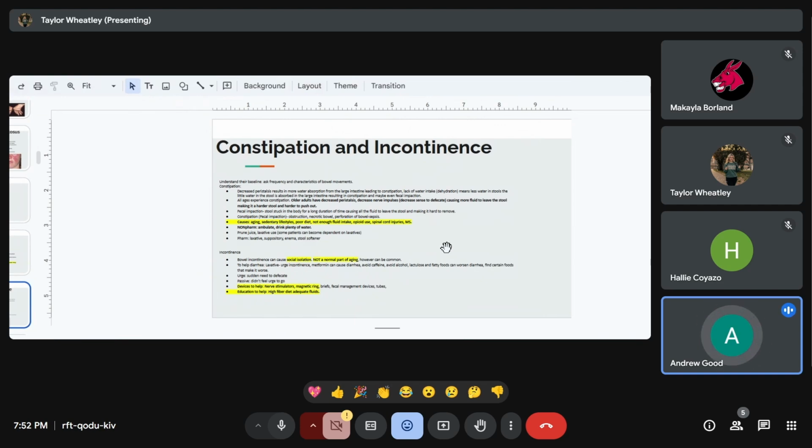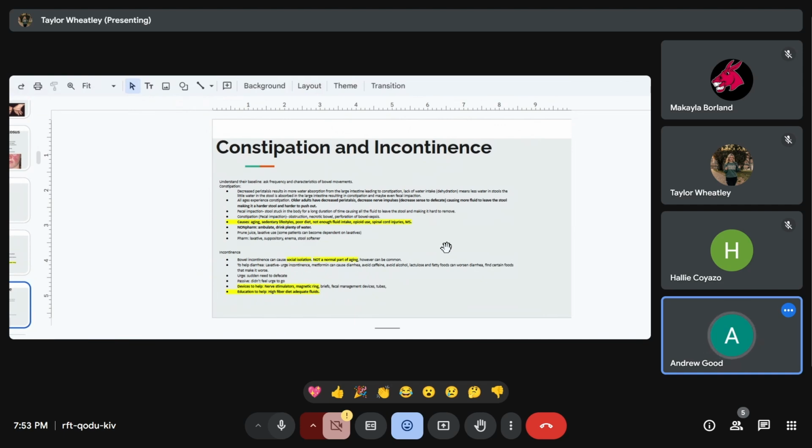Making it very hard to remove and making all that stool behind it back up, and then that causes issues. If fecal impaction occurs and there's no intervention, it can cause an obstruction, obviously, necrotic bowel, and perforation of the bowels leading to sepsis.